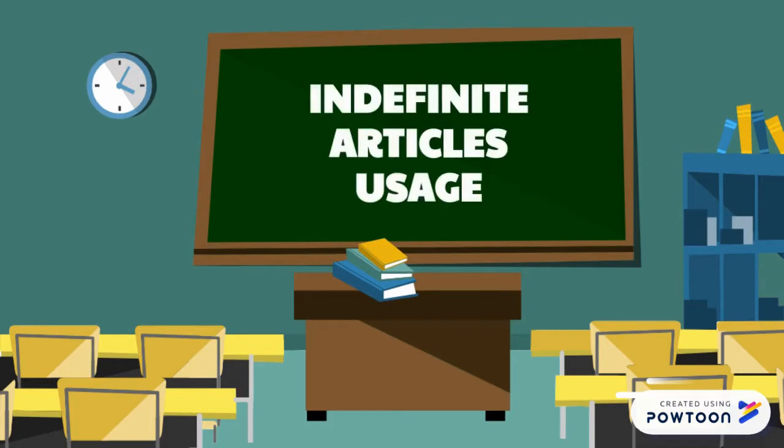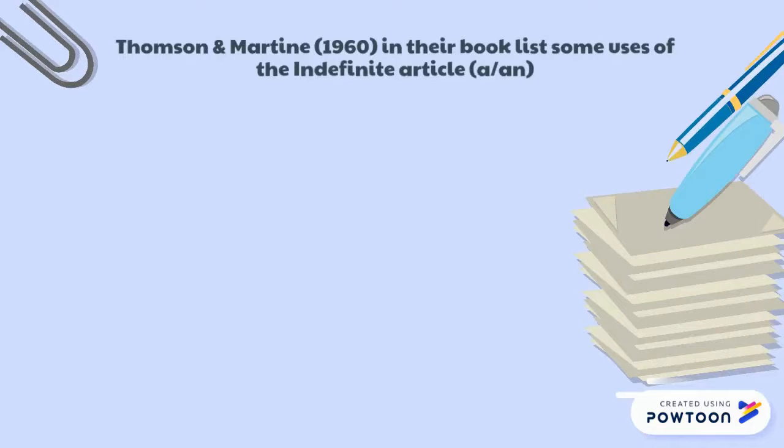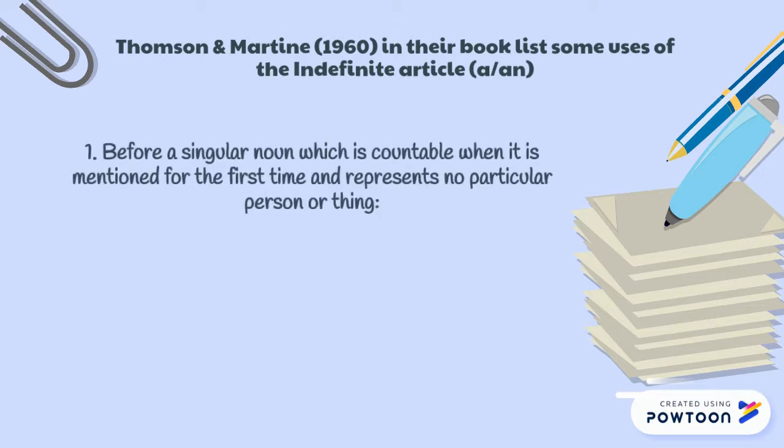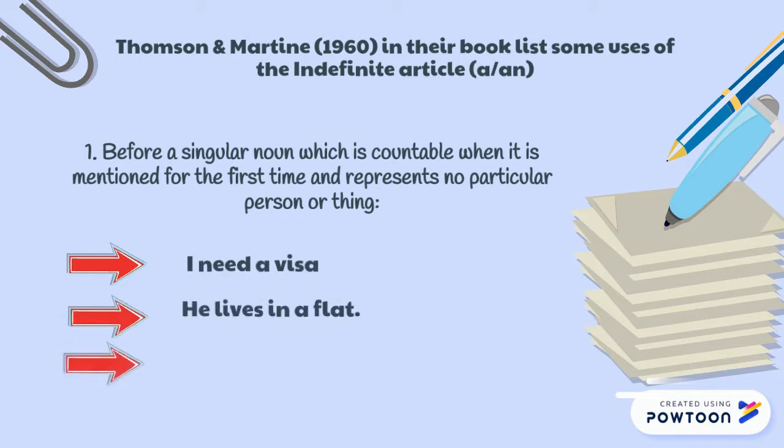Now, let's have a look at the indefinite articles usage in English. Thompson and Martinet in their book list some uses of the indefinite article a and an. The first one, before a singular noun, which is countable, when it is mentioned for the first time and represents no particular person or thing. For example, I need a visa, he lives in a flat, he bought an ice cream.